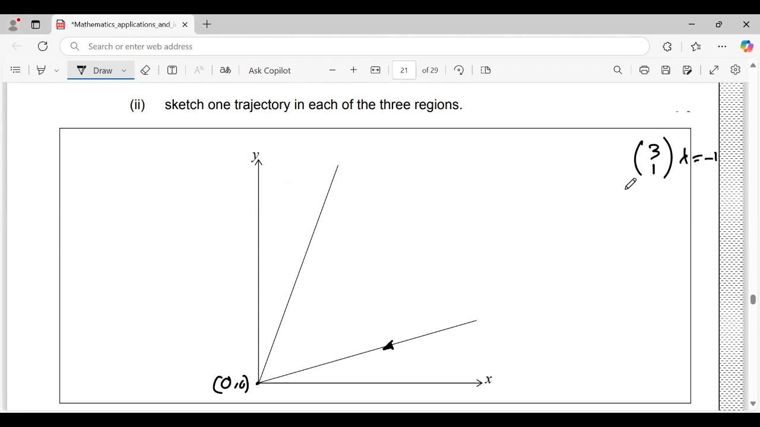Next is the line along the eigenvector (1, 3), corresponding to lambda equals 2. So we are going to draw arrows pointing away from the origin, which means the direction is upwards.